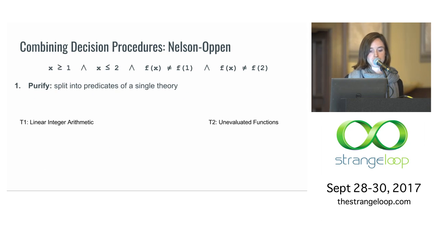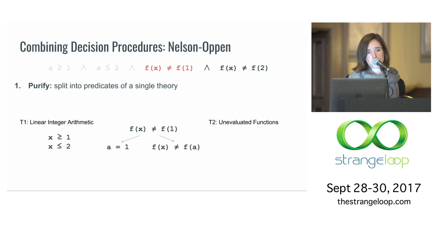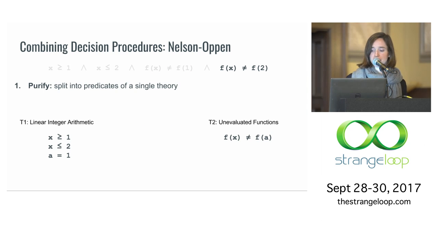So now let's purify our example. First we notice that the first two predicates here are actually already pure. We can just stick those in our theory solver 1 bucket, or T1. The third one is not pure yet, so that one we actually need to split up. We can do this by introducing a new variable a, and say that a is 1 and f of x does not equal f of a. So then we send the 1 to the left, and we send the unevaluated functions over to the right to T2. We can do that again with our second one.